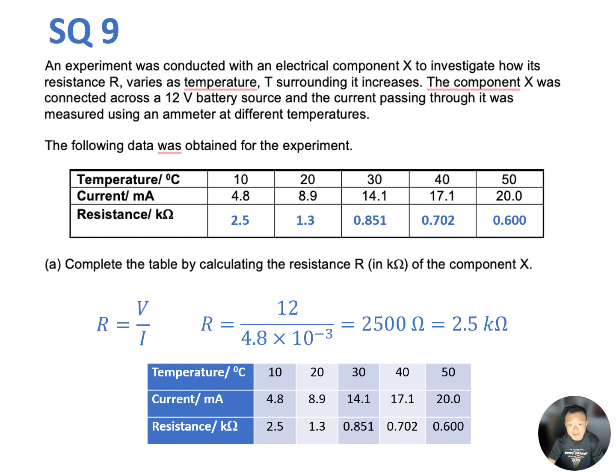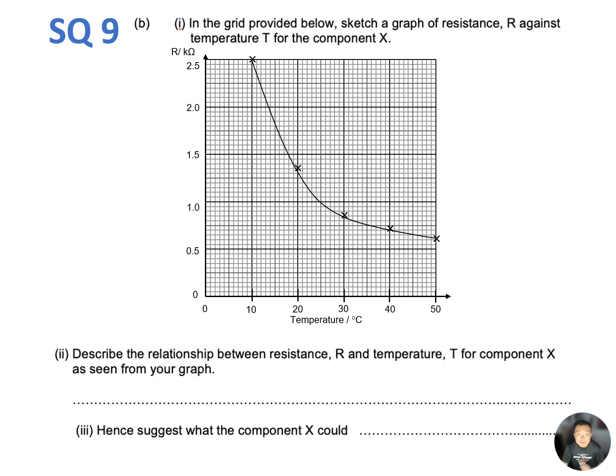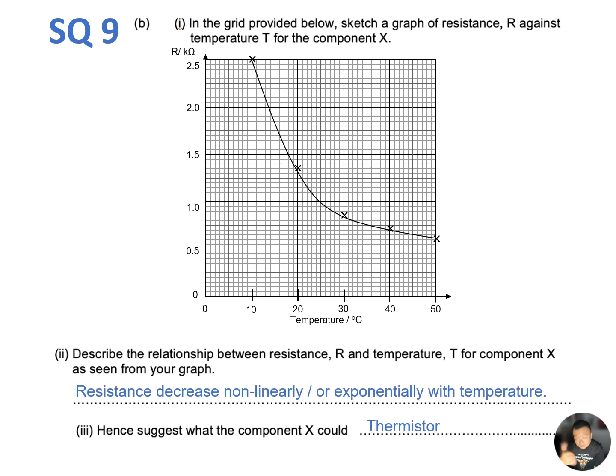And this is my calculations. Now, in B part 1, describe the graph. So the resistance actually decreased, but it's not enough to just say it decreased. Share with us how it decreased. So it decreases non-linearly with increase in temperature.